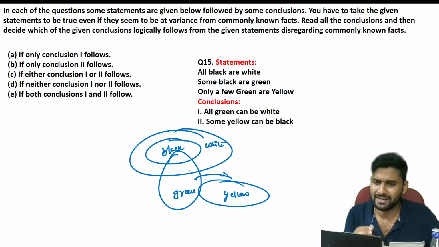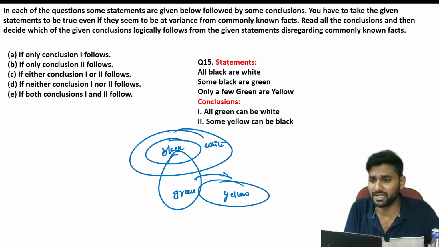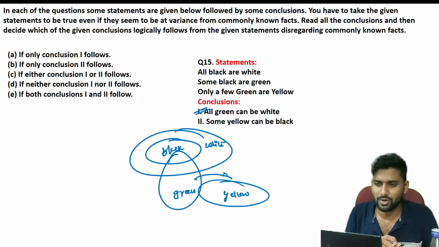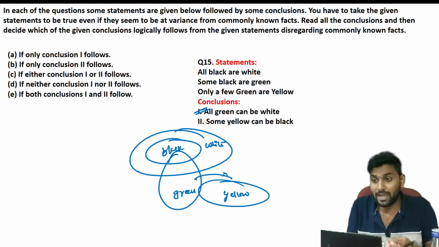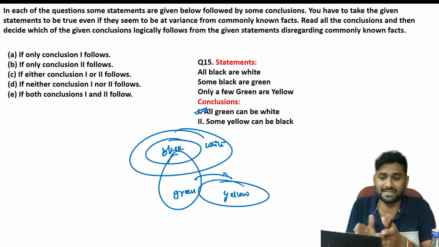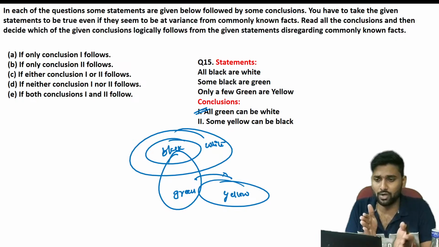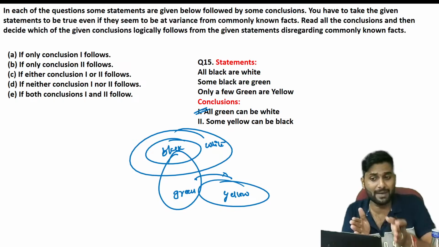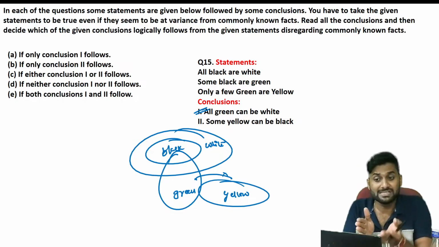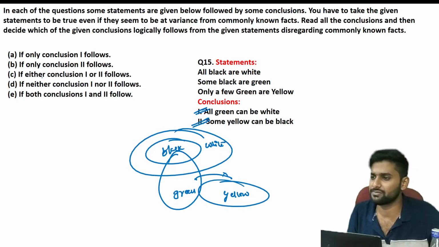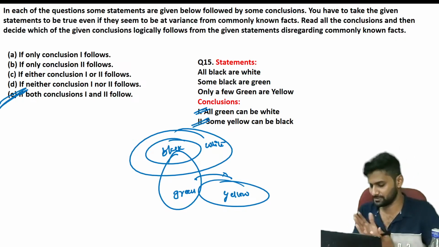Some green are white is an exact relation, but we can assume that all green can be white, all green can be black. So it's possible, guys. Some yellow can be black. Yes, some yellow can be white, some yellow can be black, some yellow can be not green. Why? Because it's a direct relation. Green to yellow, we have some direct relation, right? That's why we can assume that all yellow can be green, all yellow can be white, all yellow can be black. Some yellow can be white and some yellow can be black. So conclusion 2 is also valid. You can choose the option both are false.